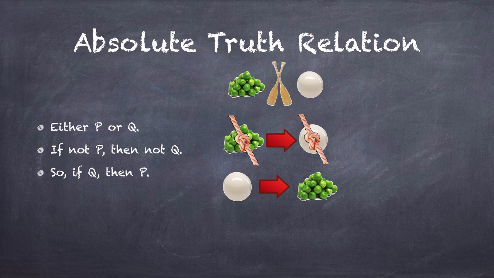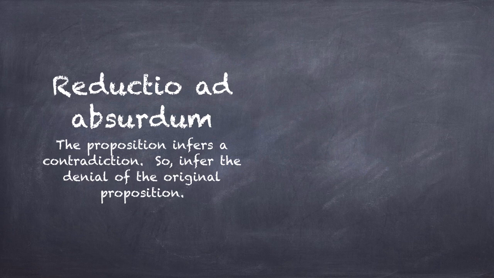Recall that if one proposition is sufficient for another, then the second is necessary for the first, and vice versa. Well, if P is necessary for Q, then Q is sufficient for P. Our last step is to infer P. Either P or Q is true, and Q is sufficient for P. So either way, P is true. It's absolutely true. Our next argument form is very effective.